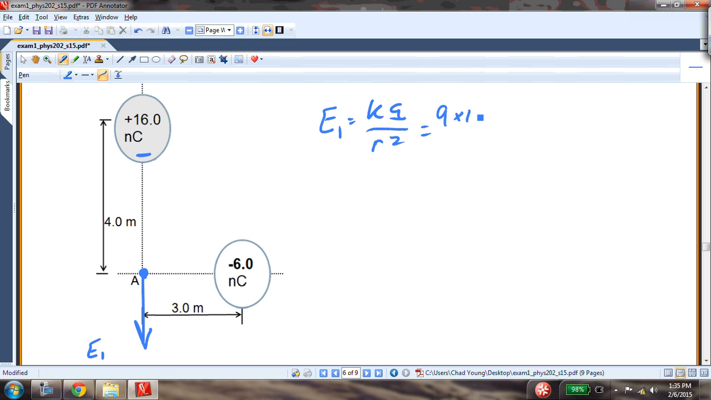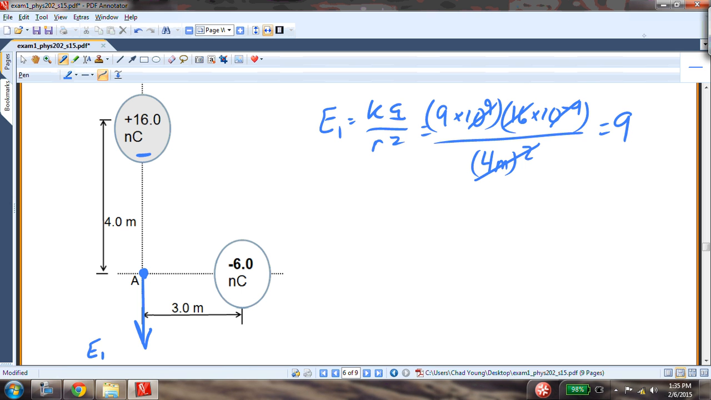That's 9 times 10 to the 9th. That q is 16 times 10 to the minus 9, divided by r squared. That's 4 meters squared. This cancels with that, that with that, and we're left with 9 newtons per coulomb.